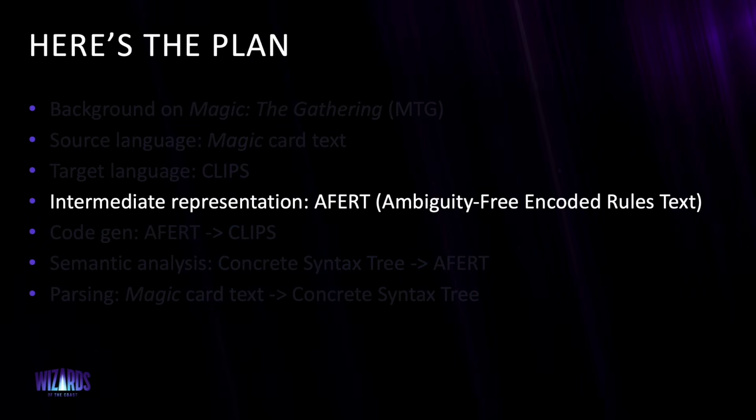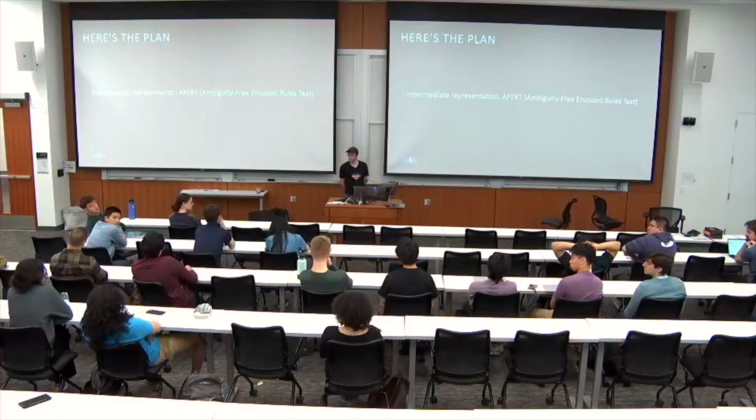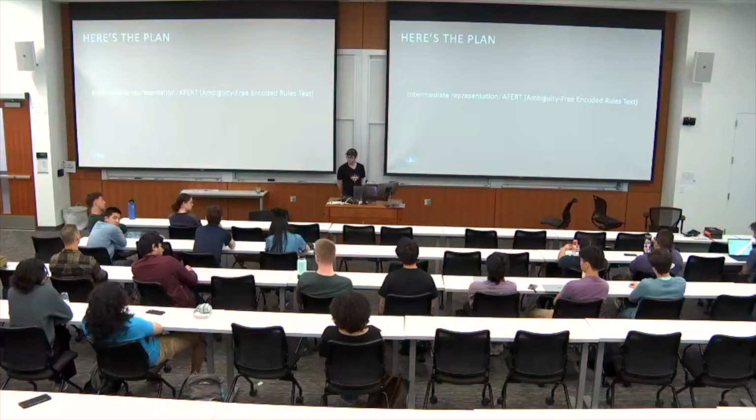OK, so questions about Clips, this weird rule-based programming system. Yes? Does it just return if there's no object in the database that constrains the rules, or what happens? Yeah, so the question is, what happens if there are no objects that match the constraints? Does the action in the rule fire? And the answer is no. The action fires once for each way that the objects can match.